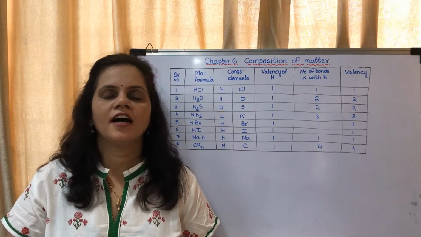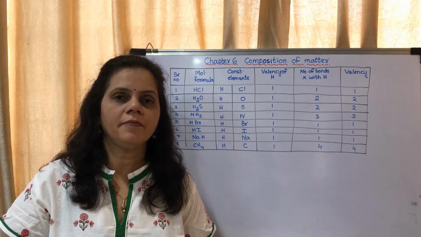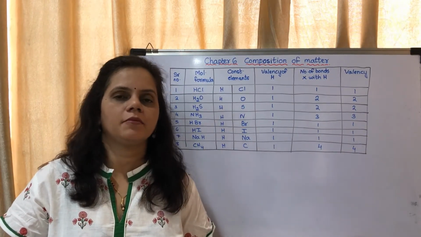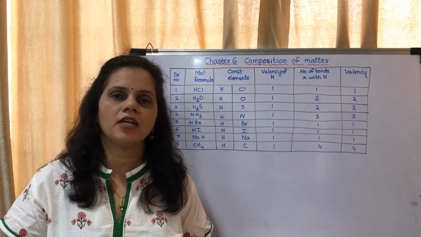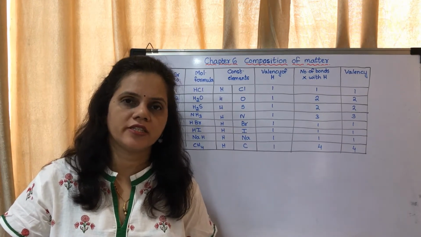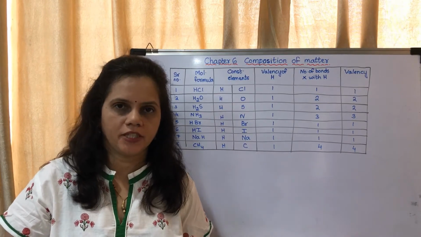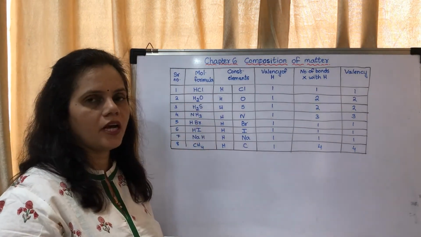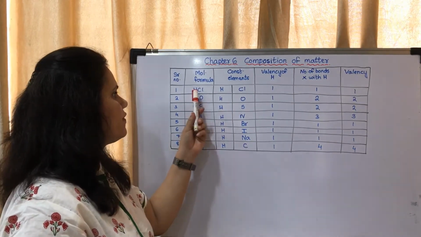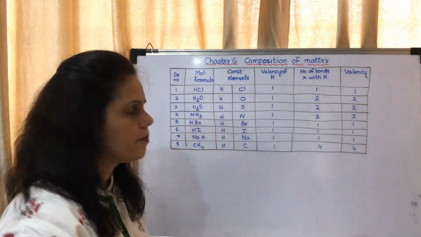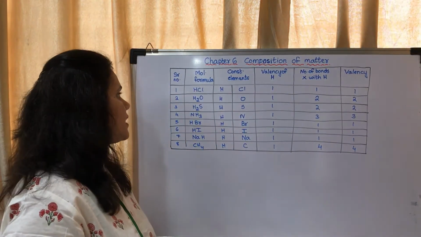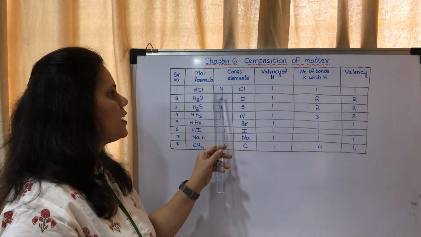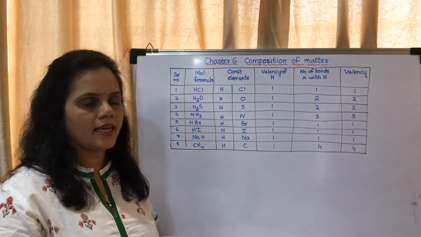Now the next is, while writing the molecular formula, from the molecular formula how can you deduce the valency of an element. Here they have given the molecular formula of some compounds. The first one is HCl. The constituent elements are H and Cl.